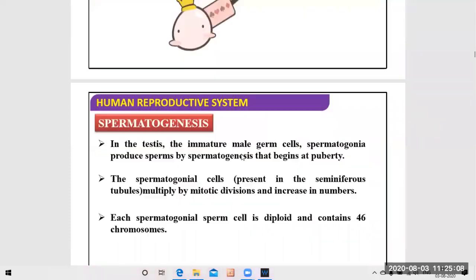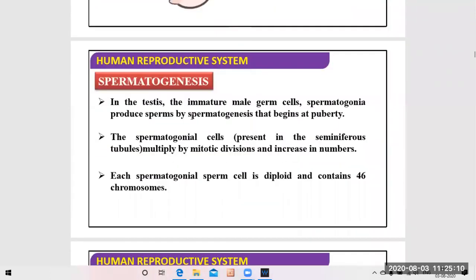In spermatogenesis, what happened? In spermatogenesis, in the testis of the male, there are immature male germ cells. Spermatogonia produce sperms by the process of spermatogenesis, so that they can mature. That begins at puberty. When puberty is reached in the male, that is when he is able to produce sperms.